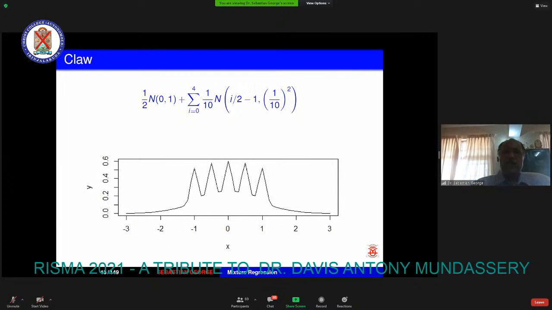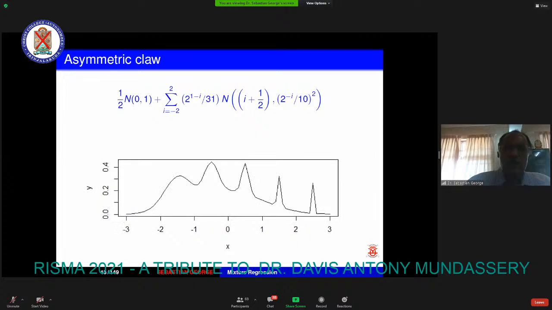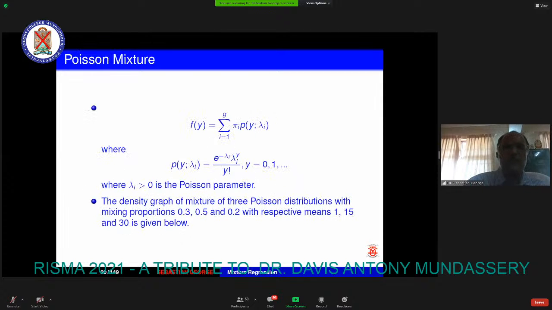And see, this is known as the claw model. In some situations, you will have a multimodal probability density with very sharp modes or sharp peaks. And in such situations also, you can model it with a mixture probability distribution. Now remember, so far we discussed the mixture of normal probability densities. But there are several situations in which this mixture can be discrete.